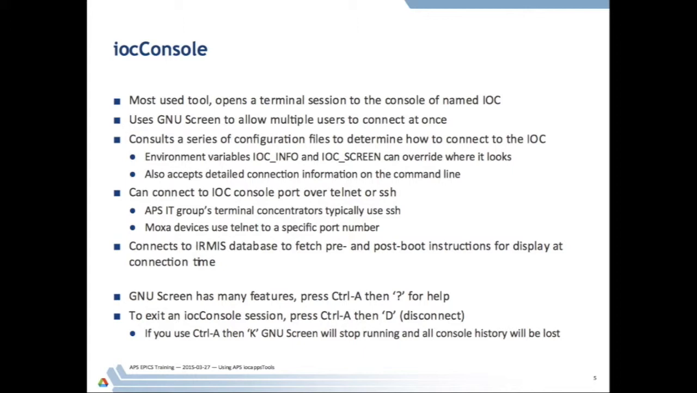When you exit an IOC console session, what you actually want to do is disconnect, Control A and then D. There are other ways that will actually end up closing GNU screen, Control A K, which is the kill, or Control A /, which is the regular exit. Those will actually stop screen running, and it will then destroy all your console history. So you probably don't want to use those. That's why we just use disconnect. Control AD is how to exit IOC console.